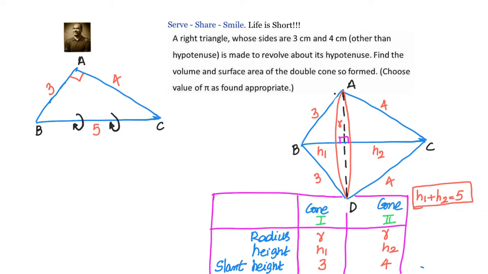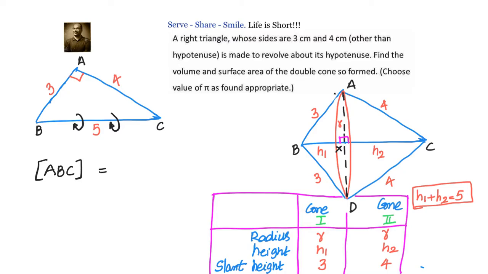Now we have given the table here for each cone, cone 1 and cone 2. Radius we don't know, that is r. Height, let us say for the first one is h1, second one is h2. We know h1 plus h2 equals 5, and slant heights are 3 and 4. Now how to find out the radius r?